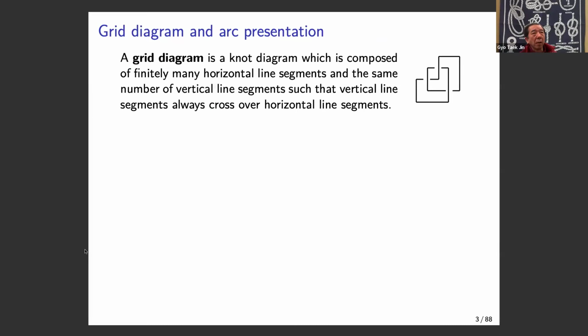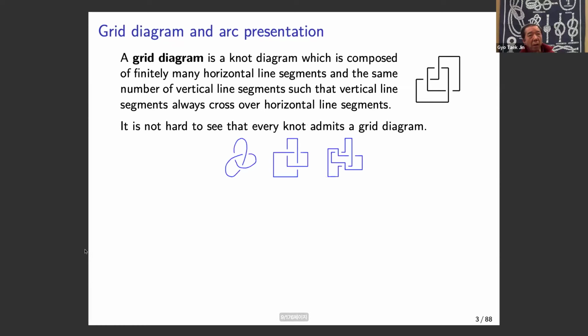Okay, so a grid diagram is a knot diagram which is composed of finitely many horizontal line segments and the same number of vertical segments, such that vertical line segments always cross over horizontal line segments, as you see in the figure. For any knot diagram, you can deform it so that it has only horizontal segments and vertical segments. And if there is a horizontal segment going over a vertical segment, then you make some twist, like in the figure on the right. So that shows every knot admits a grid diagram.